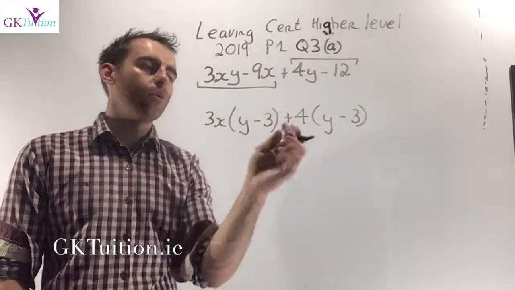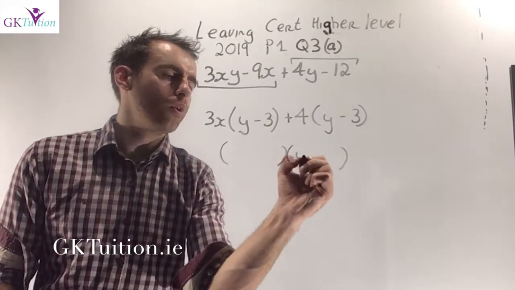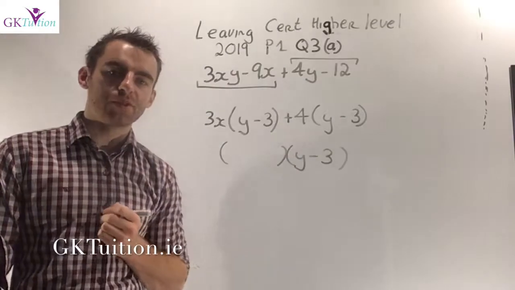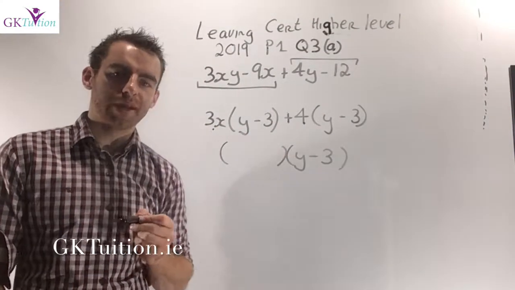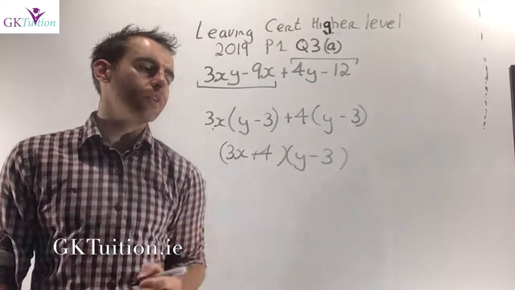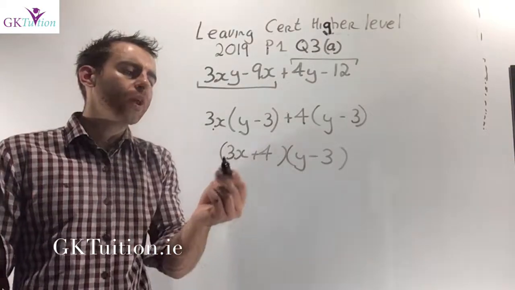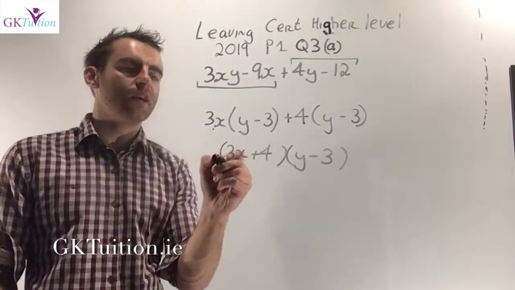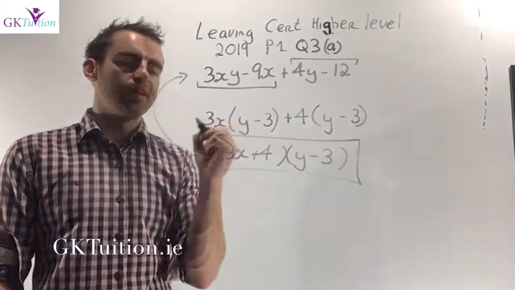If you have the same thing in both brackets, for my final answer I just need to write it as double brackets. One of them will be the bracket I already have, which is y minus 3. The other bracket is what's outside the 2 brackets, in this case 3x plus 4. So I've got 3x plus 4 in this bracket, y minus 3. And that's it factorised fully. If you now went and multiplied out these double brackets, we'd end up back where we started. But my final answer in this case is this.